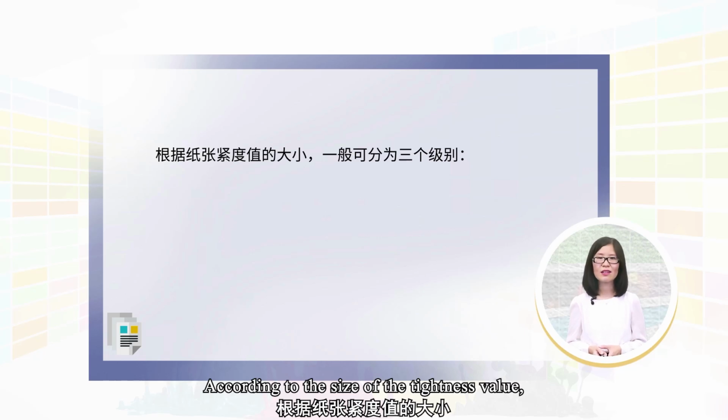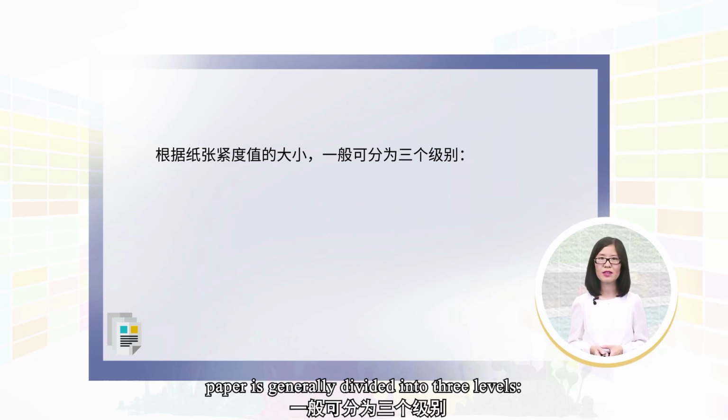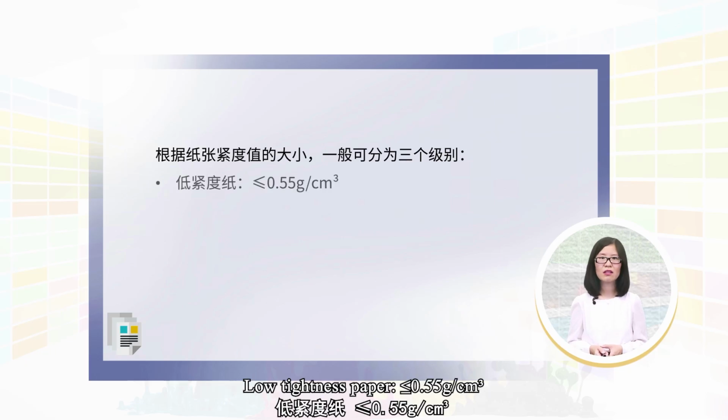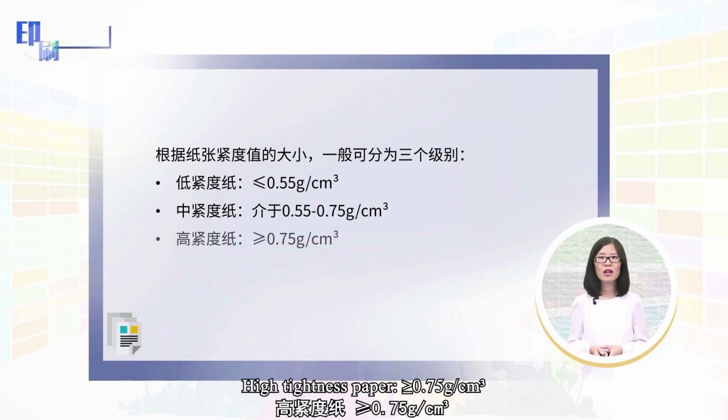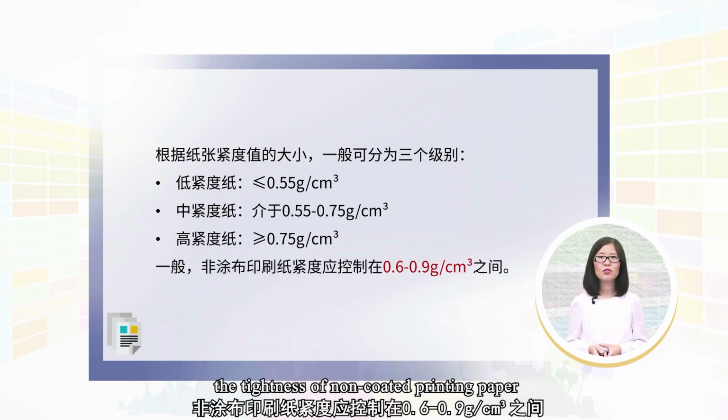According to the size of the tightness value, paper is generally divided into 3 levels. Low tightness paper, less than or equal to 0.55 grams per cubic centimeter. Medium tightness paper, between 0.55 to 0.75 grams per cubic centimeter. High tightness paper, greater than or equal to 0.75 grams per cubic centimeter. Generally, the tightness of non-coated printing paper should be controlled between 0.6 to 0.9 grams per cubic centimeter.